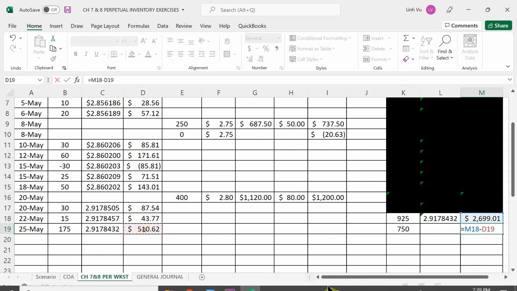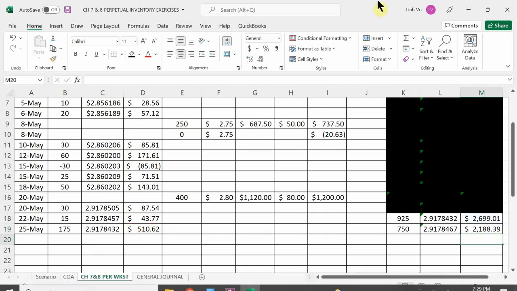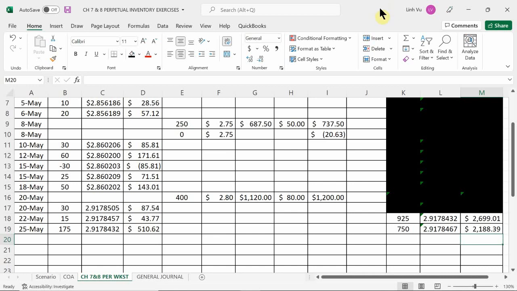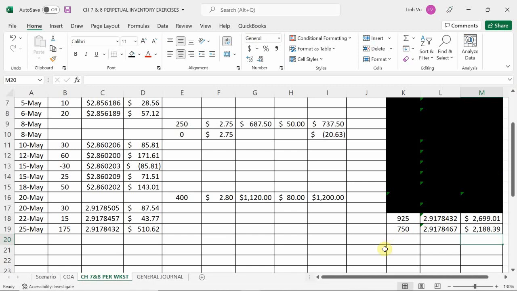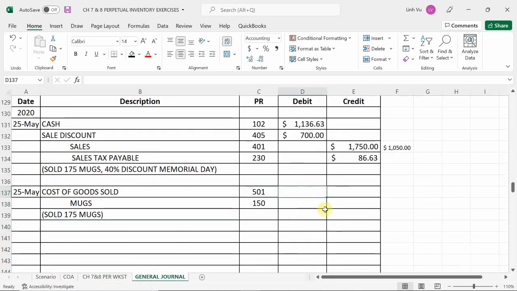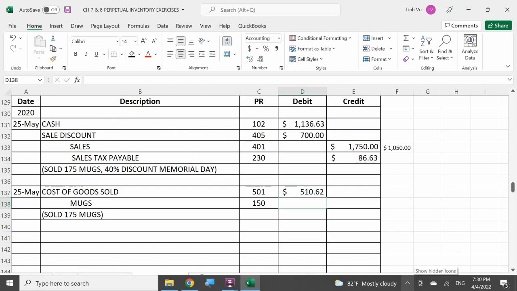I also need to subtract out that 510.62 to get me a total of $2,188.39 because I just sold $510 worth. Okay? So once again, I have 750 units left remaining. Okay? And here, my total cost of goods sold is $510.62.